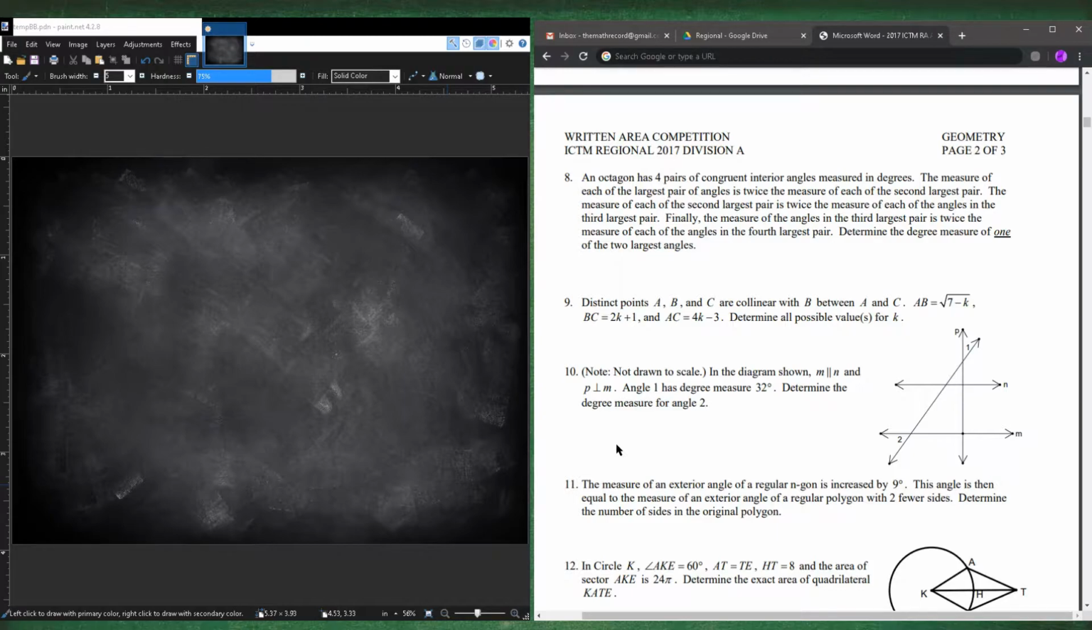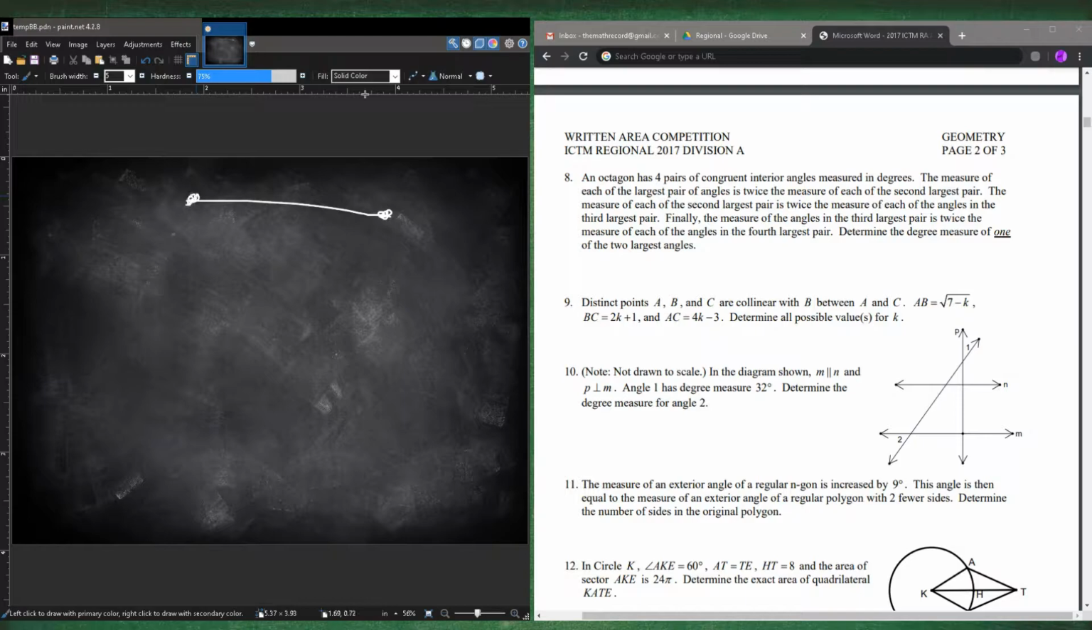Number 9. Distinct points A, B, and C are collinear with B between A and C. Okay. So AB is square root of 7 minus k, BC is equal to 2k plus 1, and AC is 4k minus 3. Determine all possible values for k. So they say B is between A and C, right? So let's draw a general picture. We have A, we have a B here, and we have a C. So we know AB is the square root of 7 minus k, BC is 2k plus 1, and AC, which is the entire thing, is 4k minus 3.